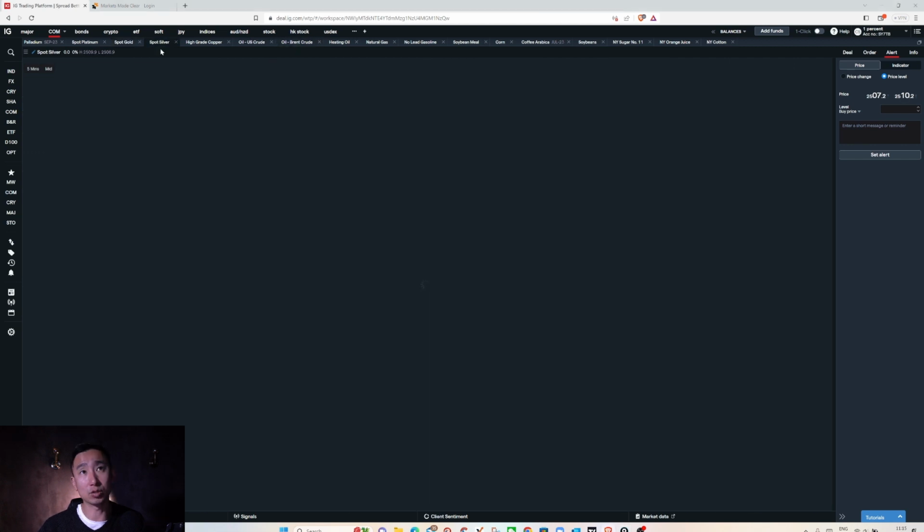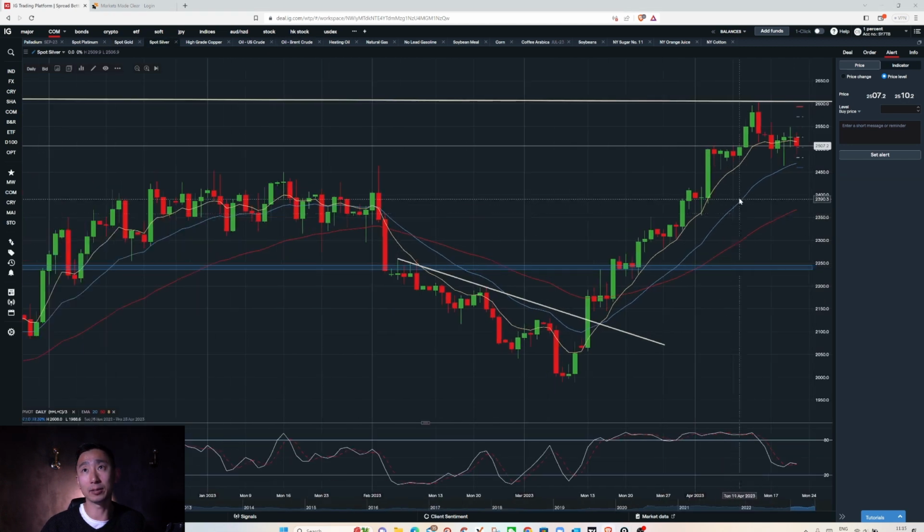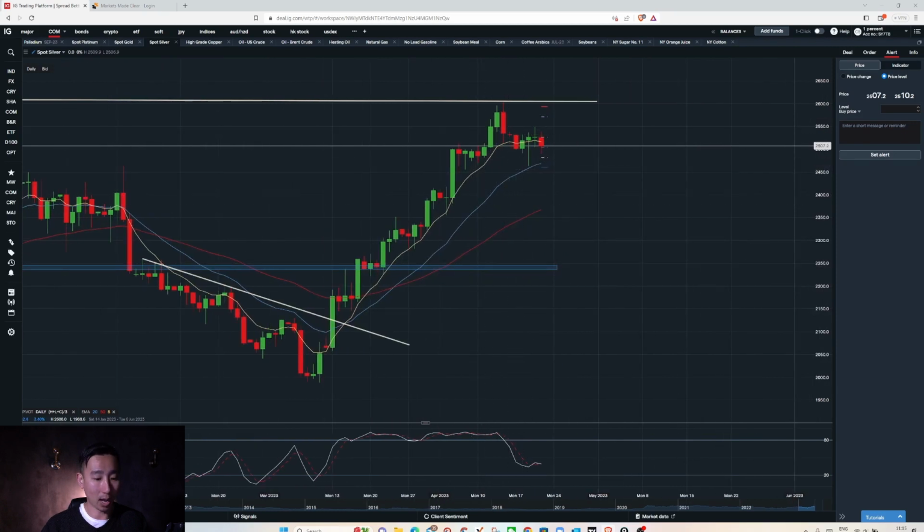Silver, the chart is not nice, so I'm happy to leave it alone. You can see we reached the $26 area, and now it's just ranging. So break below here, then yes, probably will sell. A break below the $24.50 will mean more room to the downside.